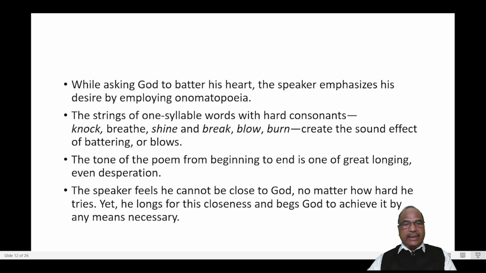So you note that he is longing for a close association and affinity with God, even though he has built-in satanic devices in him which prevent him from approaching God in a direct manner. So he is requesting God to batter his heart and come to his heart and have a position in his say. Okay.